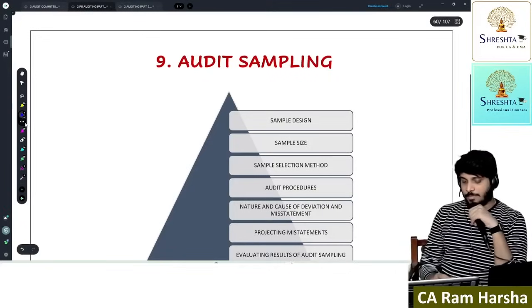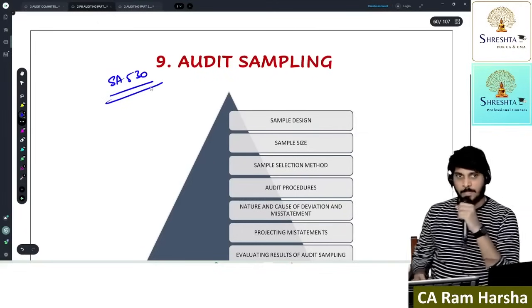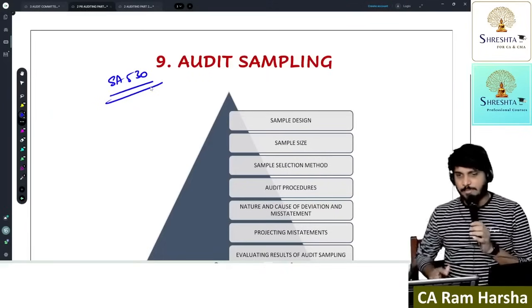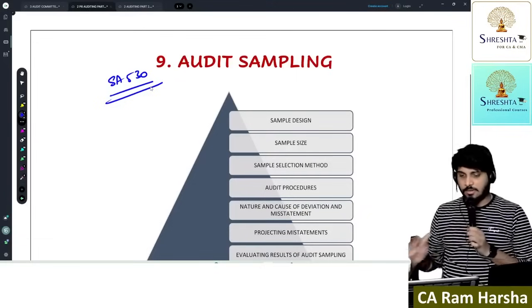So fine. Sampling here is nothing but SA 530. We are actually discussing SA 530. So what is this audit sampling exactly? Just 1 minute.